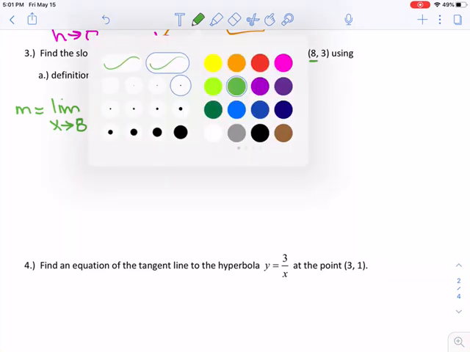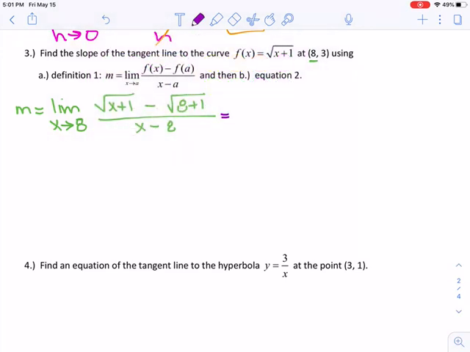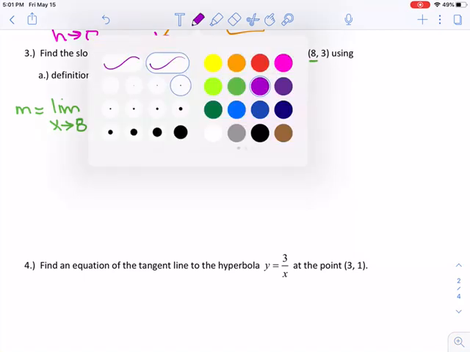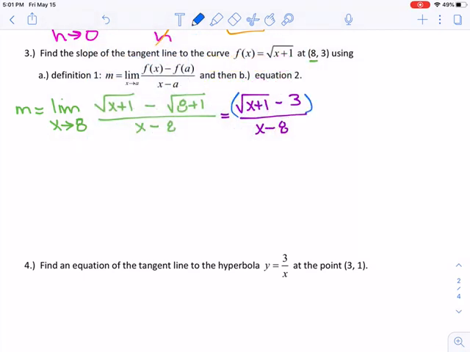We can simplify our numerator as the square root of x plus 1 minus the square root of 9, which is 3, all over x minus 8. We know that anytime we have a radical, a square root, in our limits, we have to multiply top and bottom by the conjugate. So let's multiply top and bottom by the square root of x plus 1 plus 3.